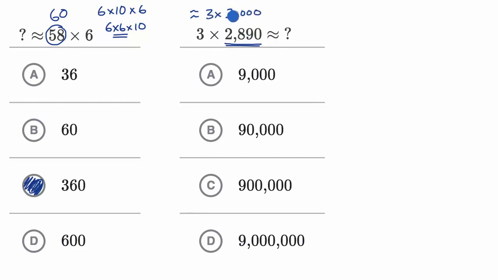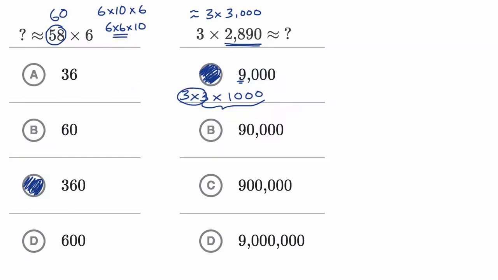Now, what's 3 times 3? That's 9. So what's 3 times 3,000? Well, it's going to be 9 thousands. And so it would be this choice right over there. If what I just did was a little bit confusing, you could view 3 times 3,000 as 3 times 3 times 1,000. This part right over there is 3,000. 3 times 3 is 9, and you have 9 thousands, 9,000.